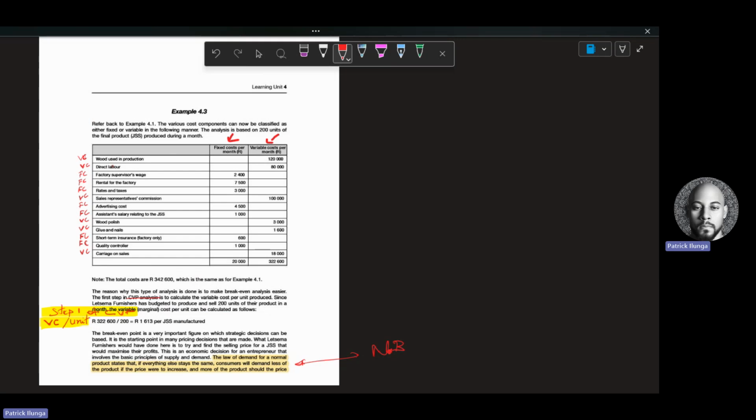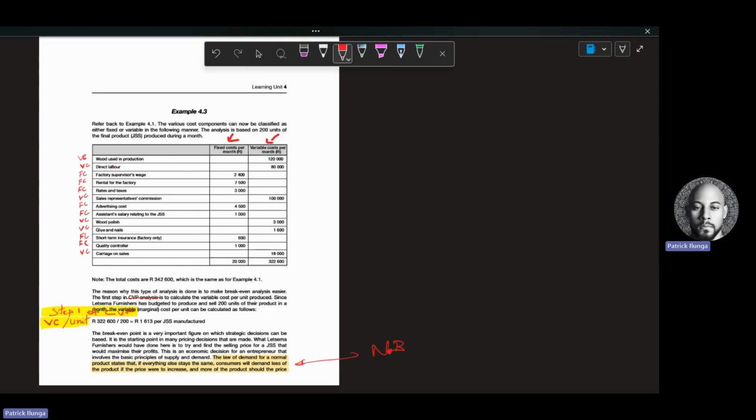Advertising cost, of course, that's a fixed cost, right? Assistant salary relating to JSS, that's 1,000 rand, that's a fixed cost, right? Glues and nails, okay, polish. These are variable costs, right? They depend, you buy them in function of the number of units that you are working on, right? So I hope that's clear, right? Short-term insurance, that's a fixed cost, right? So when you add up all the fixed costs, you get to 20,000, right?